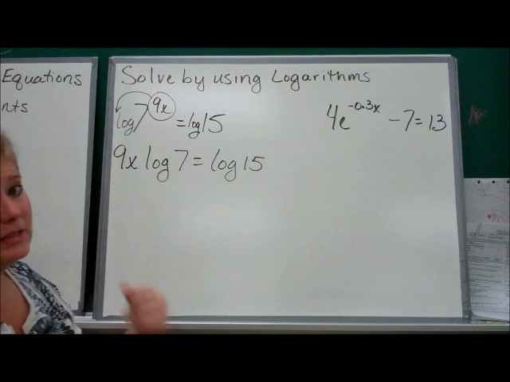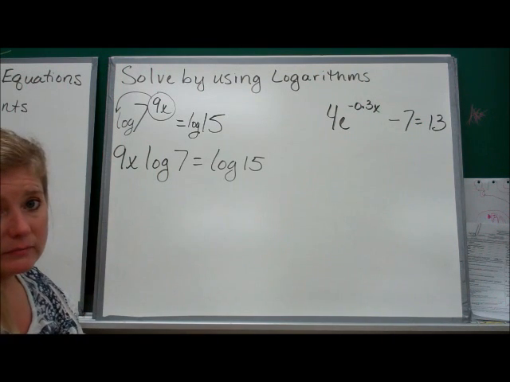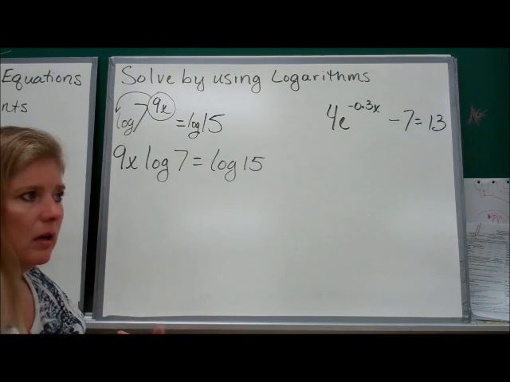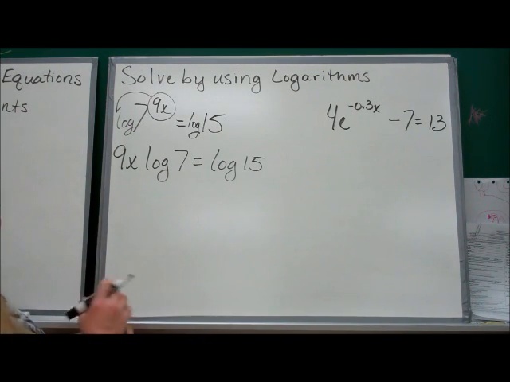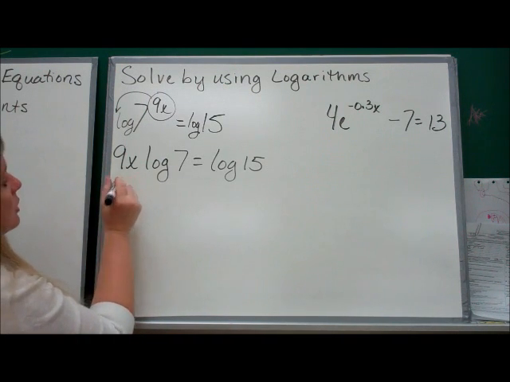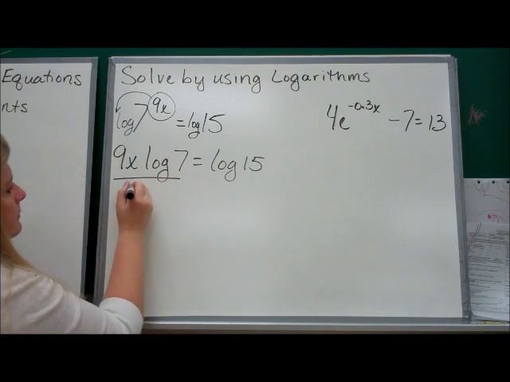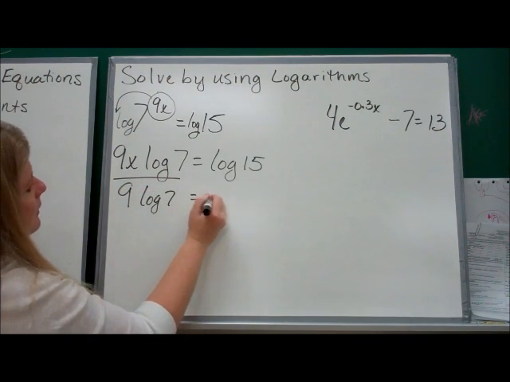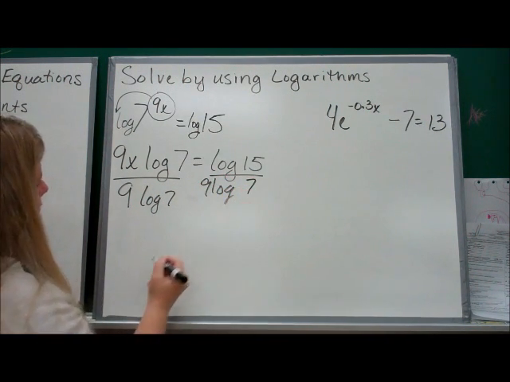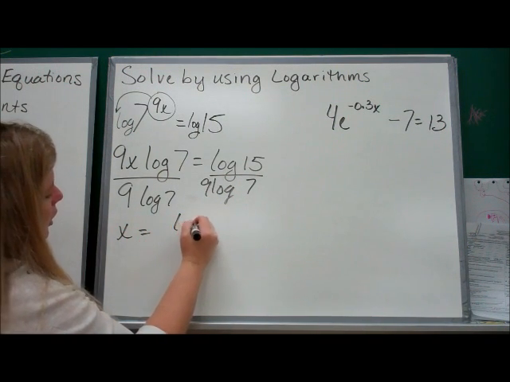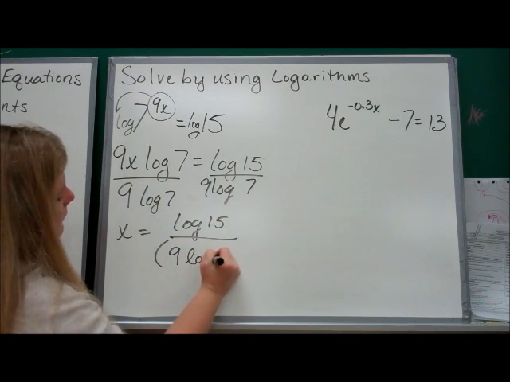Now the log of 7, that's a common log, that's just a number. Treat it as such. Don't get all wrapped up in what is that number. Just remember, it is a number. And we can divide by numbers, so that's what we're going to do. We've got 9 times x times the log of 7. Divide by 9 log 7 on both sides. And x will equal the log of 15 divided by 9 log 7.